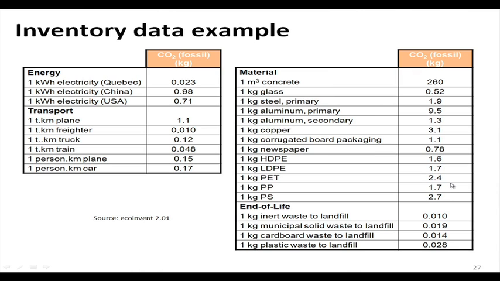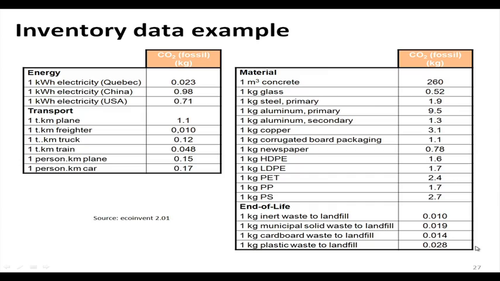In terms of things going to the landfill, if it's an inert waste, you have 0.010 kg of CO2. Municipal solid waste is almost double of that. Cardboard is kind of in the middle. Plastic waste, you see, is even much higher. Now why? These are the 4 different types of waste.